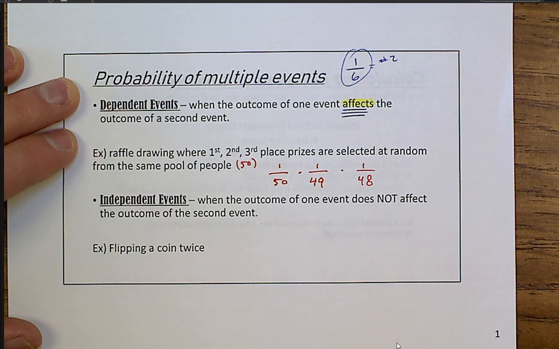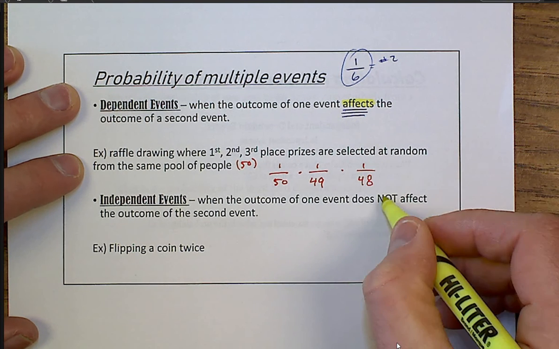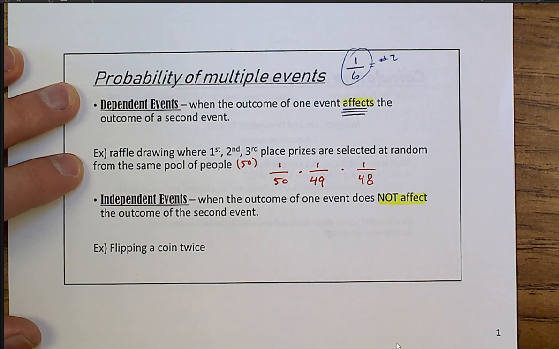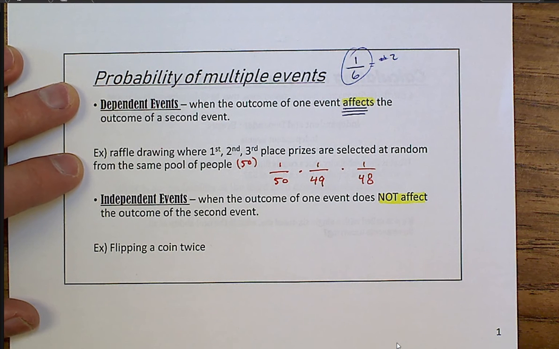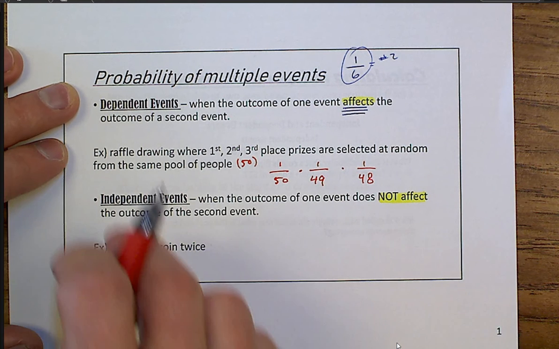Second, independent events. Independent is when the outcome of one event has no bearing on the second outcome. Those are called independent. Flipping a coin twice, right? If you flip a coin the first time, it has absolutely zero effect on flipping the coin the second time around. It's not going to affect it one way or another. So you've got independent, you've got dependent, and that's what we're going to focus on.